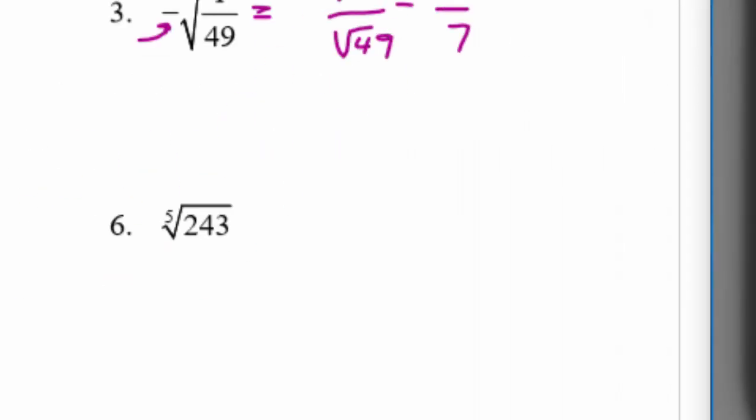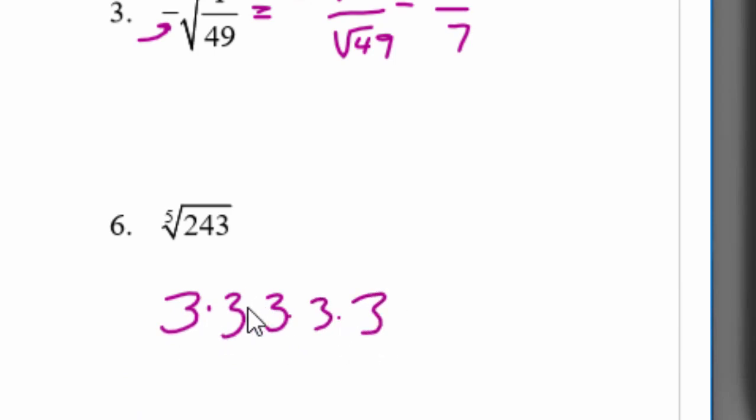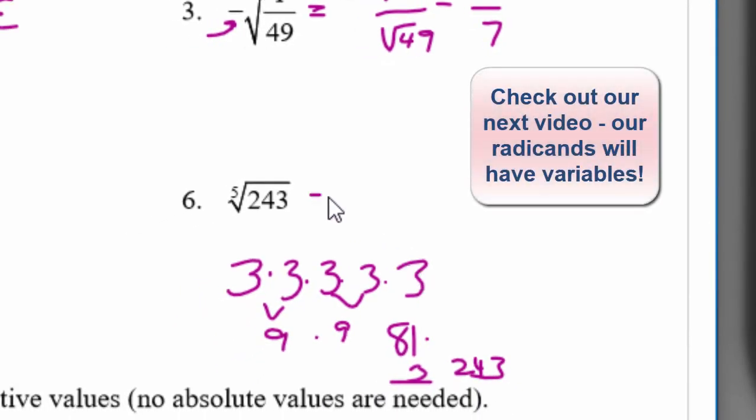So 3. So that tells us that 3 to the 5th, 3 times 3 times 3 times 3 times 3, is going to give us 243, because we have 9 times 9, which you know is 81, and 81 times 3 is 243. So the 5th root of 243 is 3. Okay, I know I'm going slow, but I'm going to speed up, I promise.